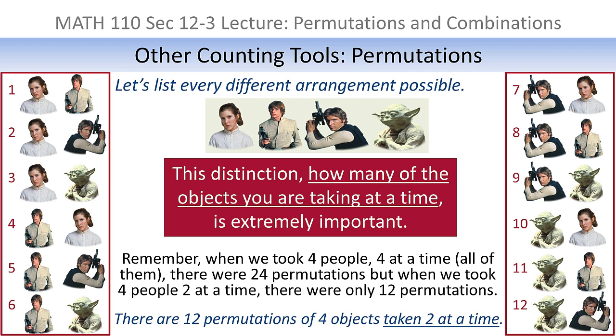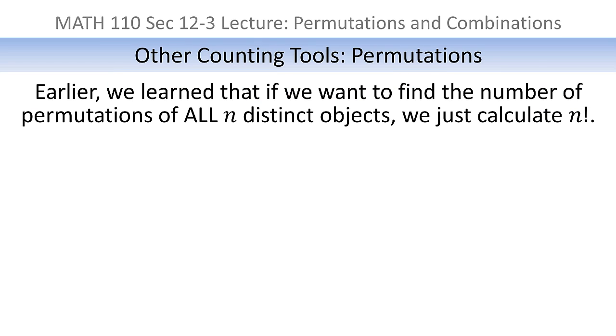And I would describe this by saying there are 12 permutations of 4 objects taken 2 at a time. When I say taken 2 at a time, that emphasizes the fact that I'm not putting everybody in the photo at the same time. Early on, we learned that if we want to find the number of permutations of all the objects, we just calculate n factorial. I'm going to say that over and over again because that's the important concept here.